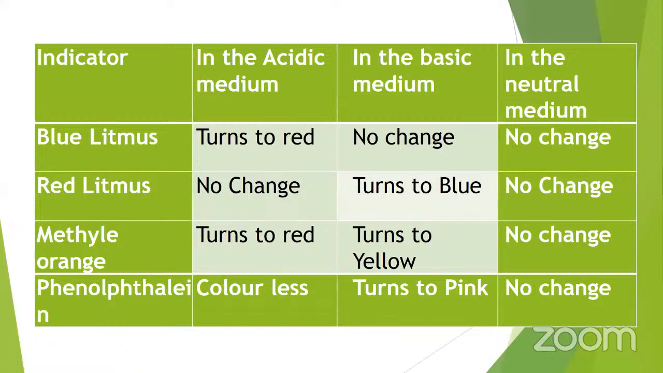But another type of indicator is phenolphthalein. Actually it is a white colored powder. But when we add it in water, it gives a colorless solution. If you add this colorless solution to an acid, the color doesn't change, because it doesn't show red color, it doesn't show yellow color, it doesn't turn into different colors.